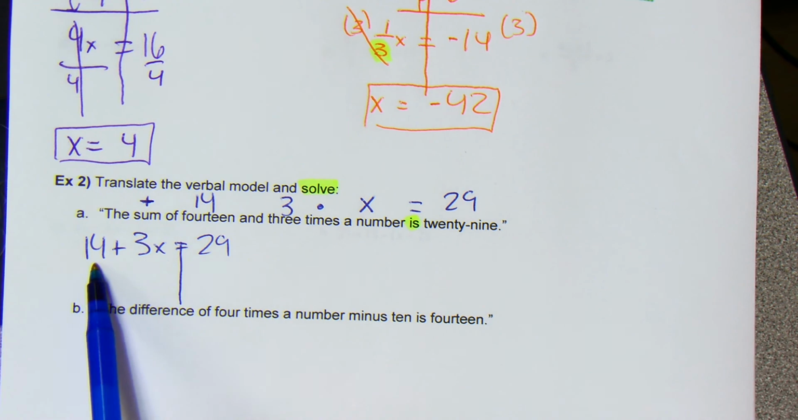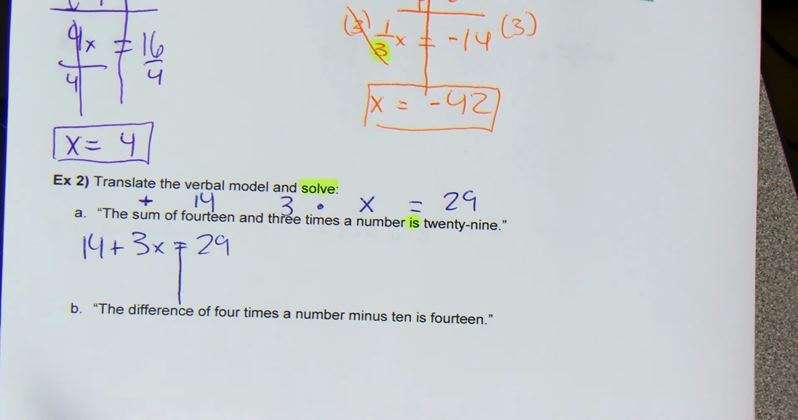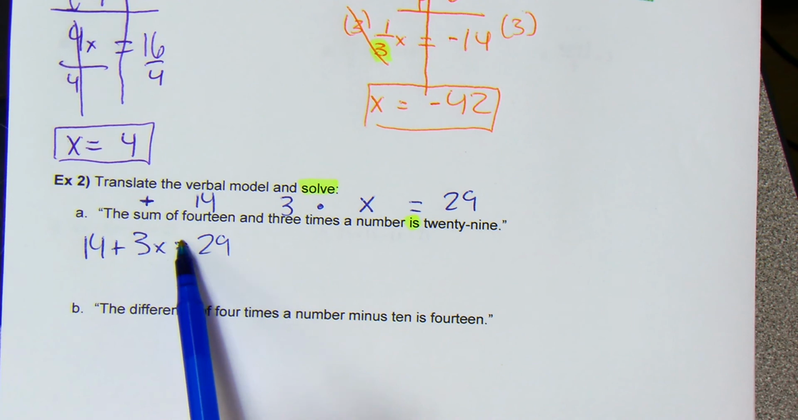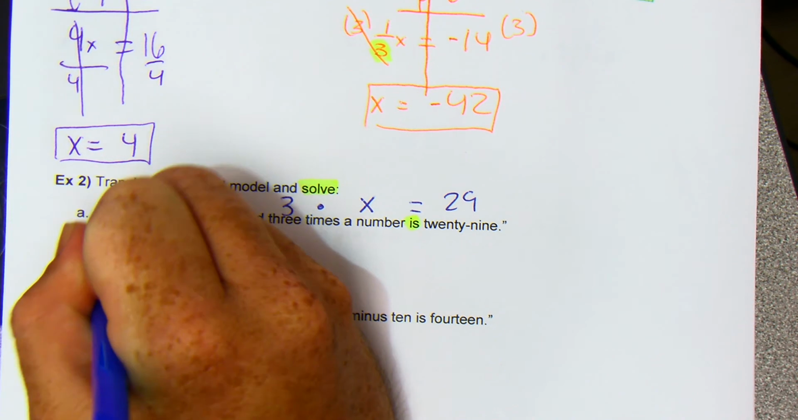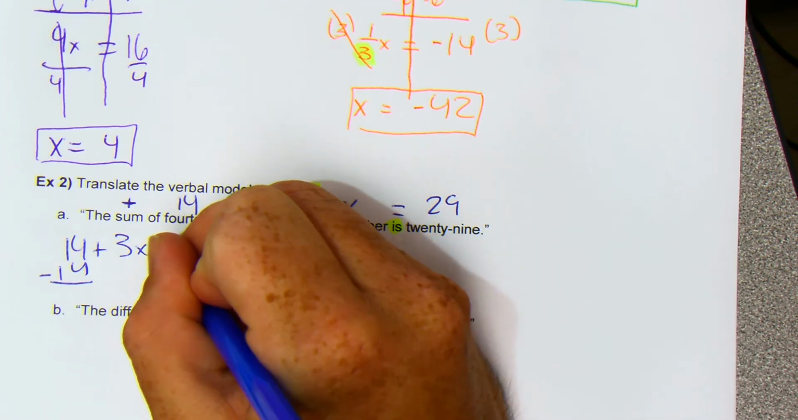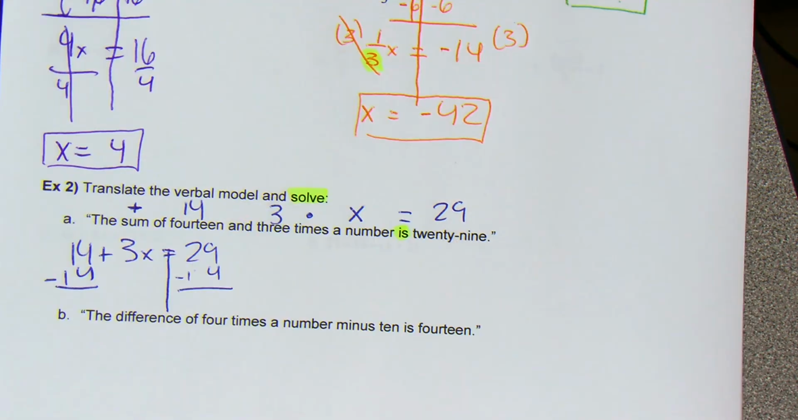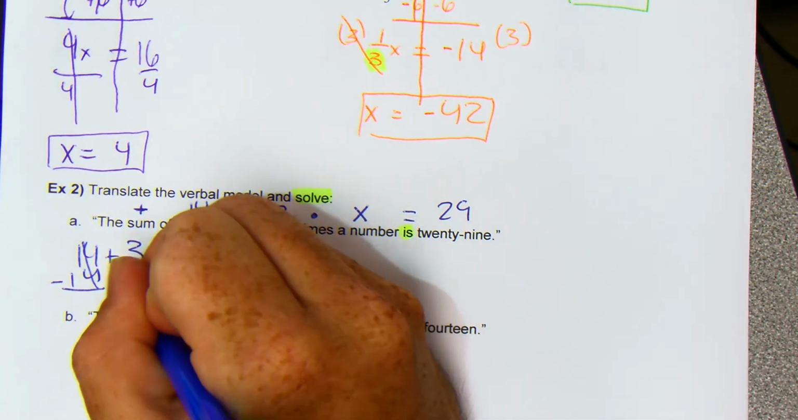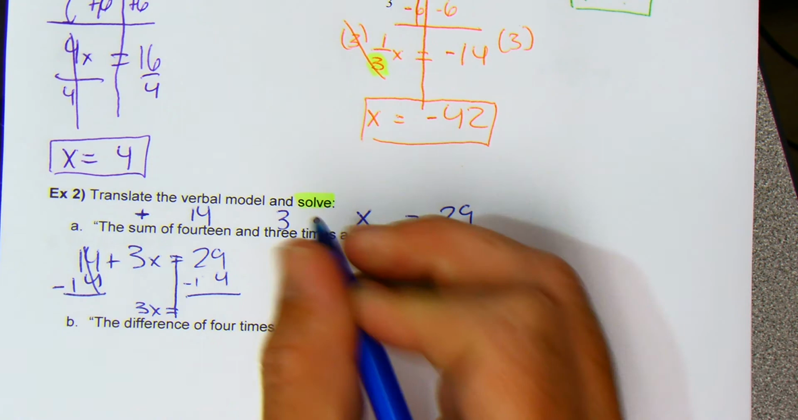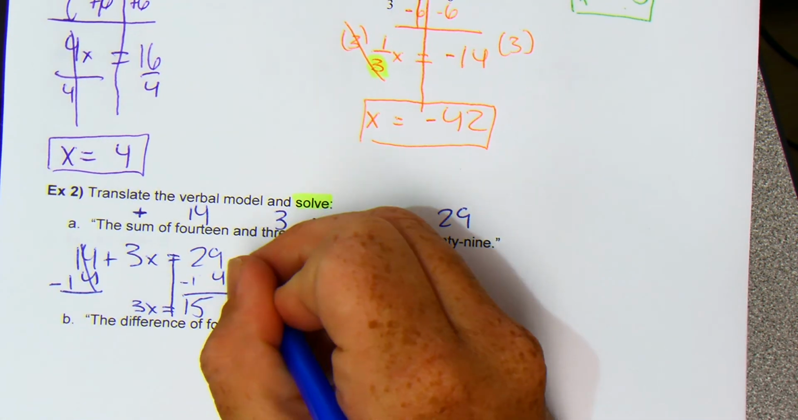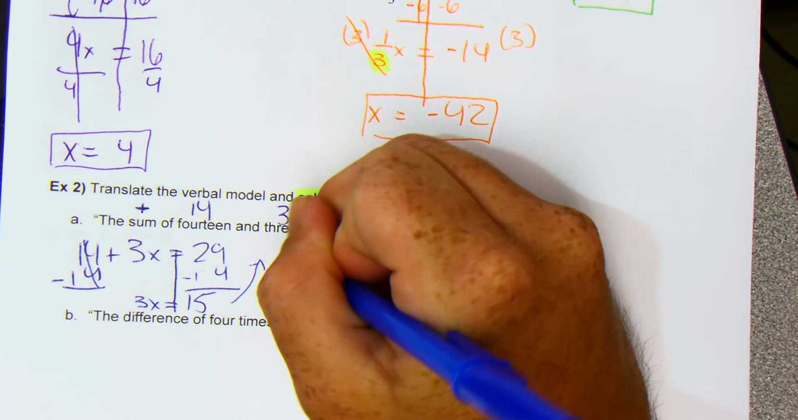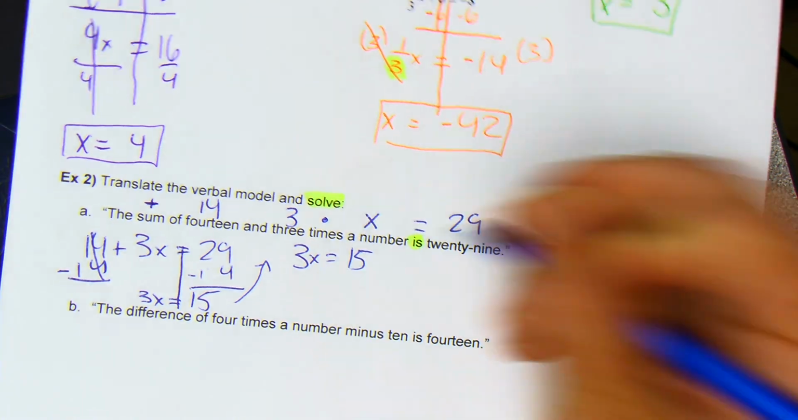This positive 14 is not attached to us. So I need to think about what I need to do to move that to the other side of the equal sign. I know that I need to do the opposite operation. The opposite of a positive 14 would be a negative 14. So I'm going to subtract 14 from both sides of the equal sign. This cancels out. I'm just left with 3x equals, and 29 minus 14 is 15. I'm going to move this over here. So I have 3x equals 15 now.